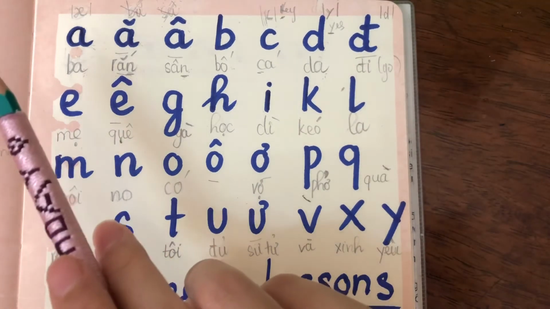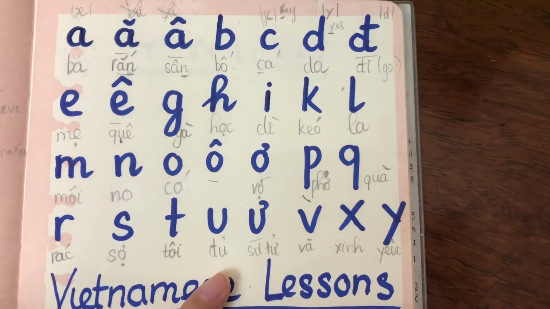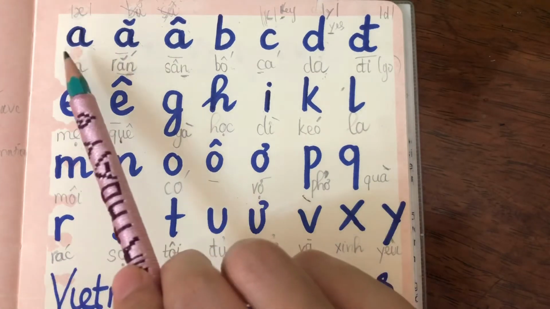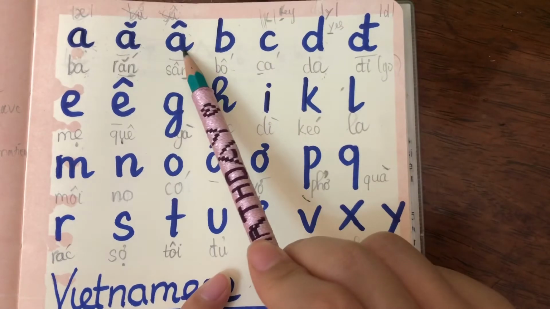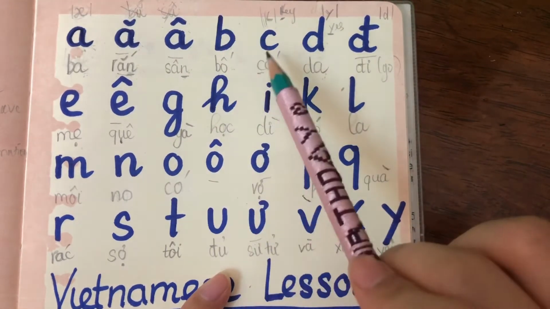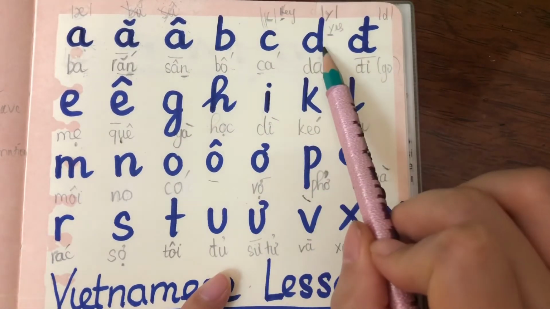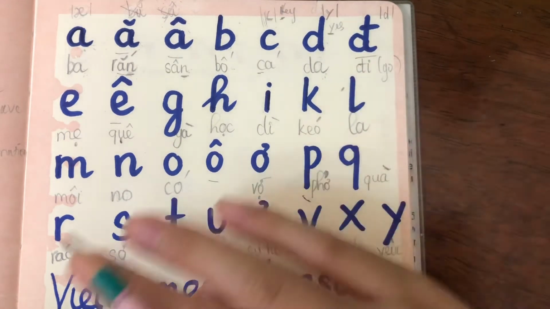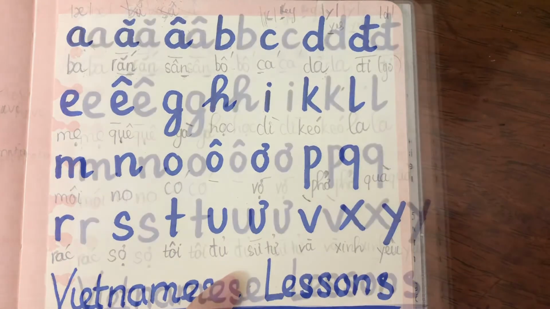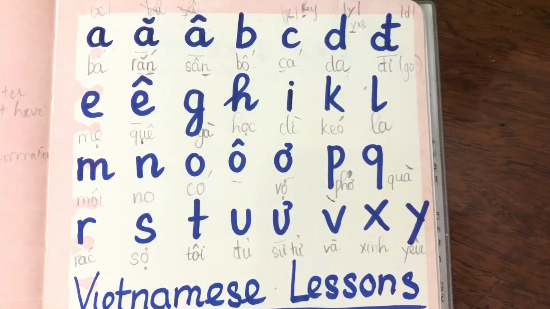Okay, I will go through the 7 letters that we have just learned. A, ơ, bờ, cờ, giờ, đờ. Okay, so that's the first row. Okay, so let's begin the next row.